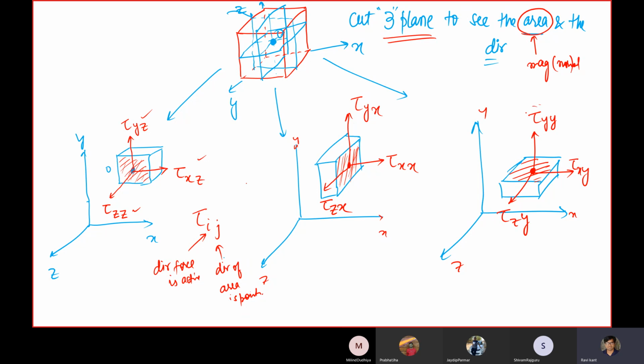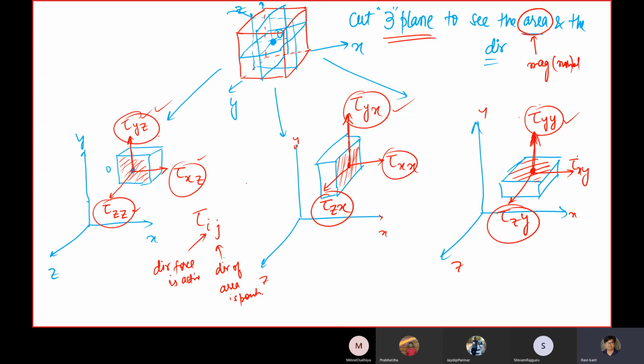Just to notice that these two things are not similar. Although all these three things are acting in the y direction, they are not similar. Why? This is your normal component, normal stress, but here this is your shear stress. Here also this is your shear stress, but in another direction, right? So all these components club together.